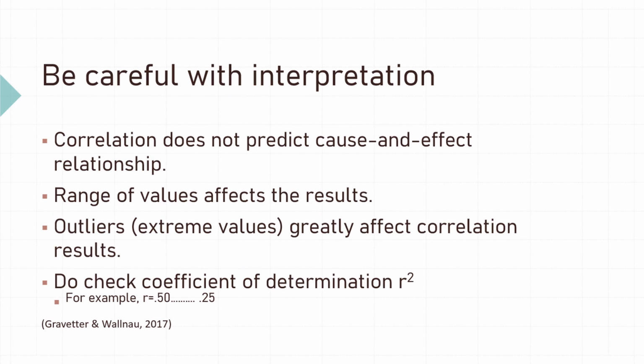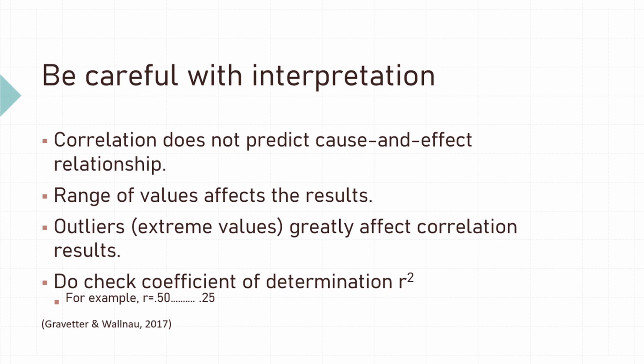Be careful with the interpretation. Correlation doesn't predict a cause and effect relationship. You cannot say that if two variables are increasing or decreasing in the same fashion, then variable X is causing variable Y. The range of values affects the results. If you have taken a certain range of values, that means you have excluded certain values, so this particular range can affect the results. Correlation is extremely affected by extreme values. Be aware of the outliers.